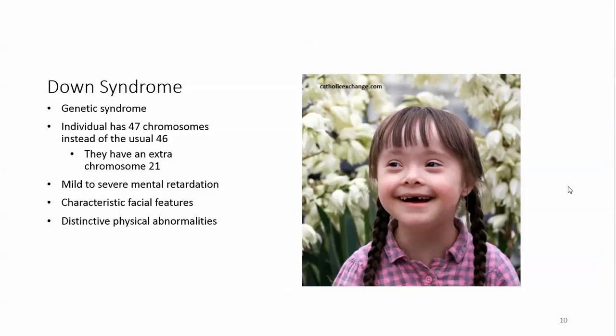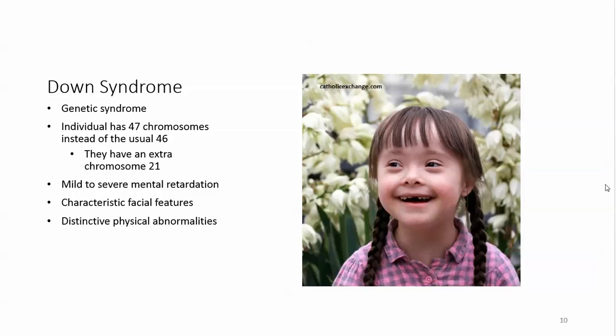Let's talk about Down syndrome. This is a genetic syndrome. The individual has 47 chromosomes instead of the usual 46, and they have an extra chromosome 21, so 3 instead of the normal 2. It has mild to severe mental retardation. They have characteristic facial features and distinctive physical abnormalities.